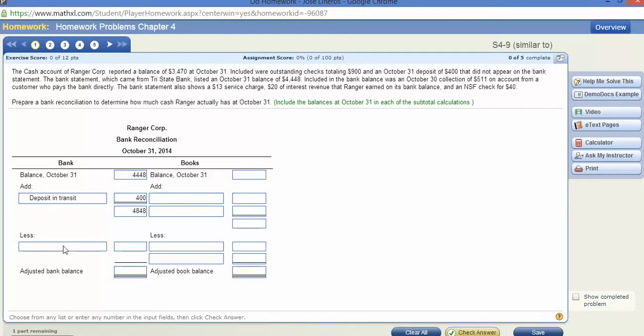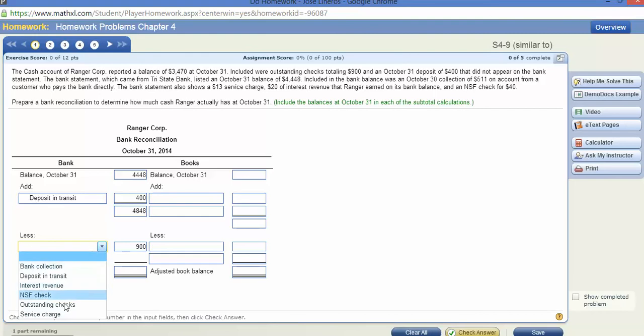On the minus side, the bank statement could not possibly know that you just wrote a check and handed it to someone, because you wrote the check, handed it across the table, and the person put it in their pocket. It's going to clear. It's going to drop this balance. But the thing is, it hasn't hit the bank yet. So that's something that you have to true up. If you look here, it says outstanding checks were $900.